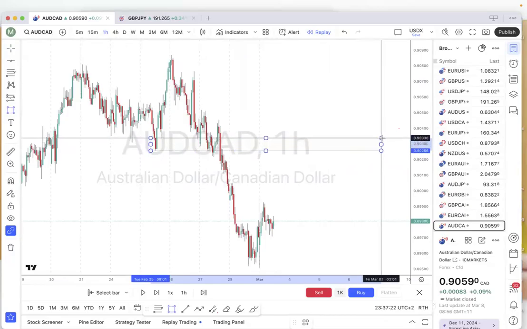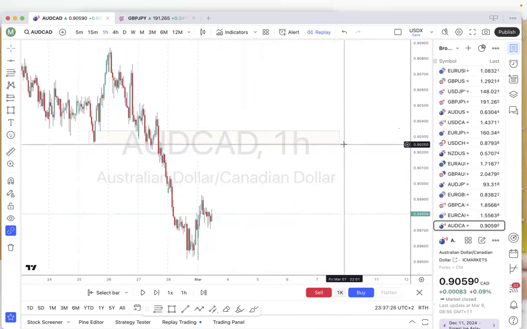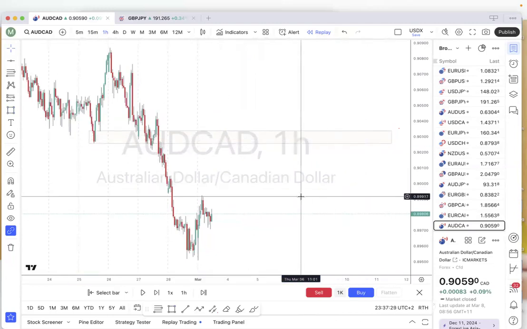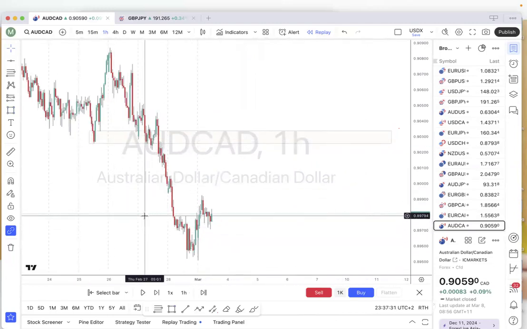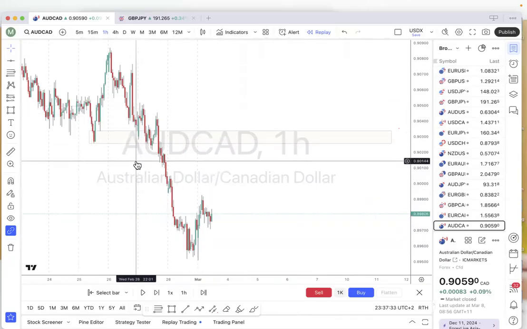Now, neckline there, right? I would expect a trade there, but we are not there yet. So I'll just put a box and leave it there.